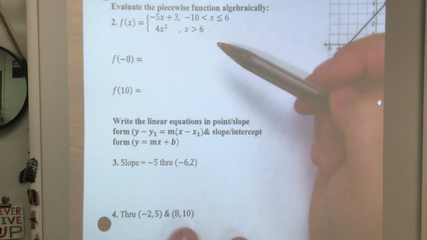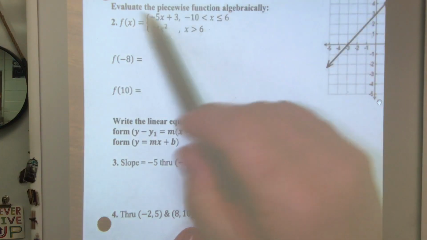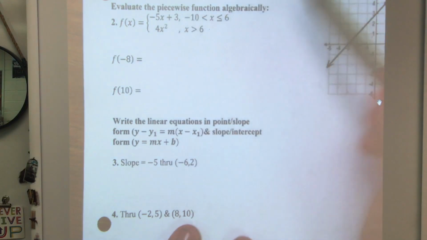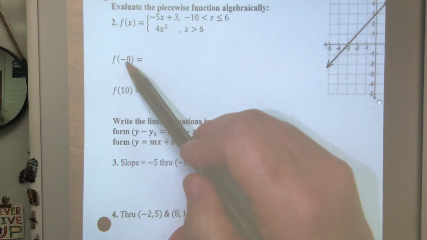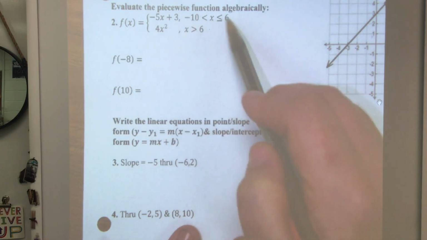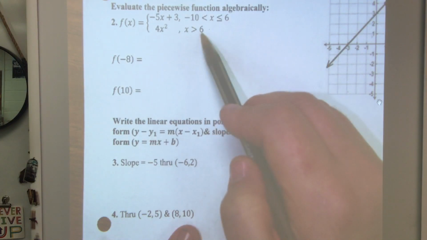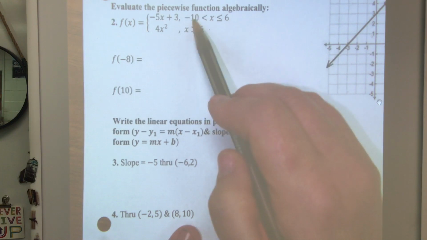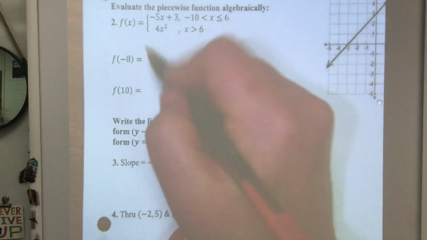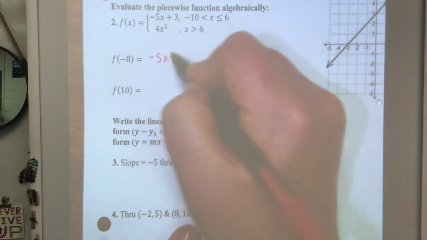And of course, you can pause the video at any time. It wants us to evaluate the piecewise function algebraically. This is where we look at what x equals, and here x equals -8. So is -8 between -10 and 6, or is -8 greater than 6? Well, it's not greater than 6, it is actually between -10 and 6. So I would use the equation -5x plus 3.